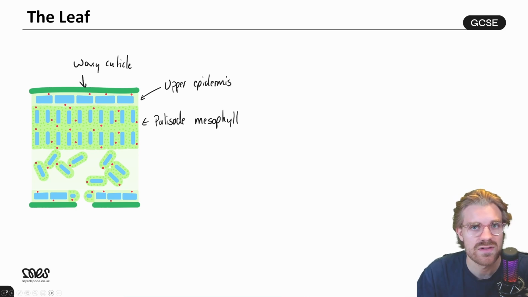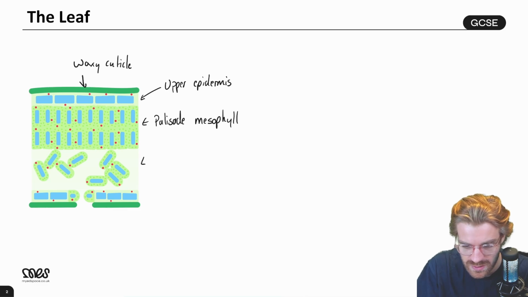Now, the palisade mesophyll are adapted to carry out more photosynthesis. We can see in the diagram here, we have lots and lots of those little green dots, and that is because they are the chloroplasts. So the palisade cells have lots of chloroplasts. We can see they're also quite long and column shaped, and that's to maximize the amount of light that it captures.